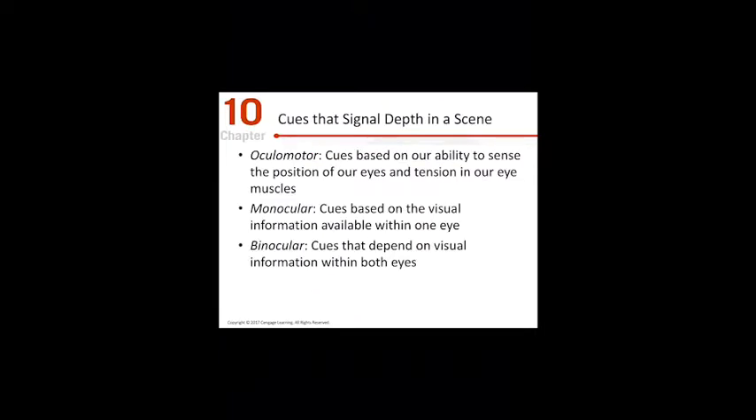And so we do this in three types of categories of cues. We have oculomotor, which is based on two things.